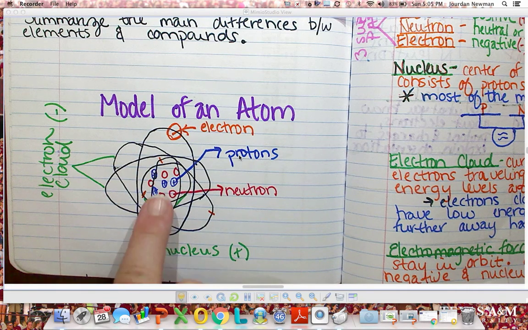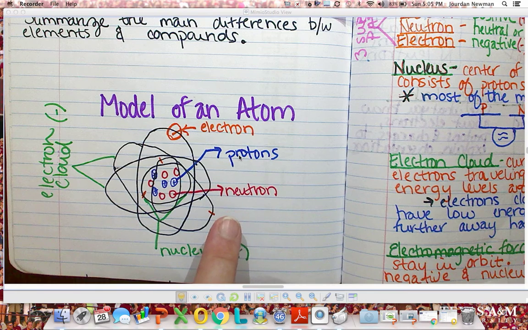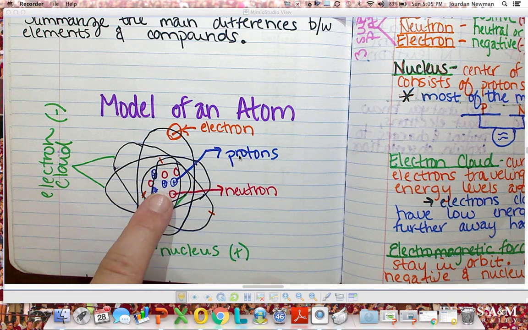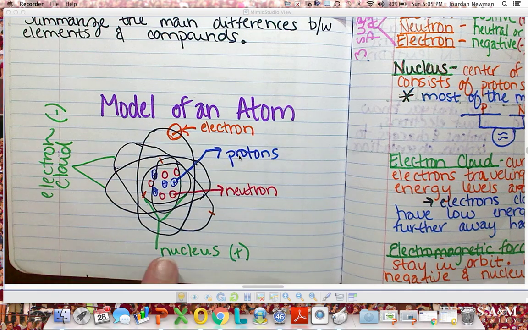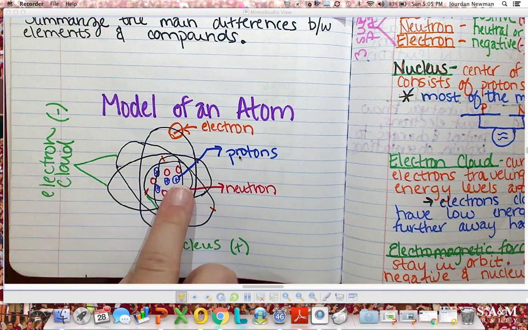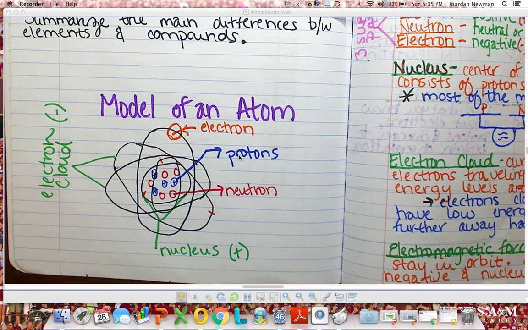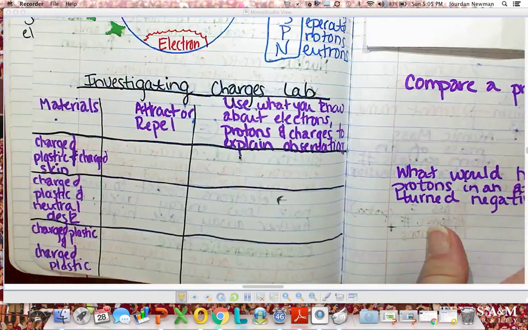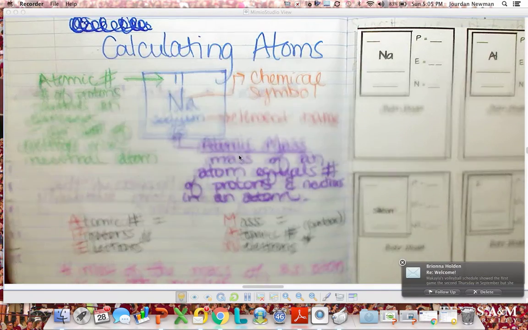We also know that protons and neutrons are about the same mass. They're 1 AMU, or 1 atomic mass unit. They're so much bigger than our tiny, tiny, tiny electrons. Okay, so because they're so much bigger, most of the mass of an atom is found right here in our nucleus.